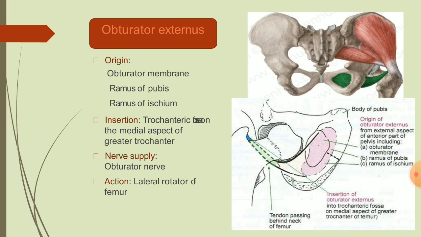Then we have another short lateral rotator of the hip joint, obturator externus. It arises from the obturator membrane, ramus of pubis and ischium. Insertion is on the trochanteric fossa on the medial aspect of the greater trochanter. It is supplied by the obturator nerve. Action is again the lateral rotator of the hip joint.